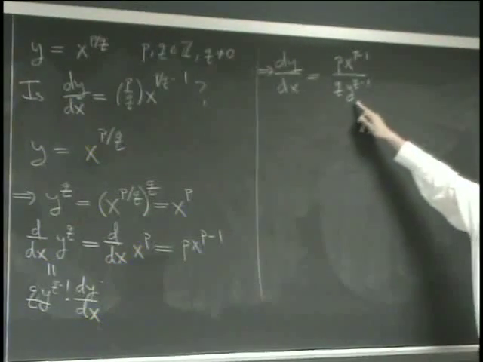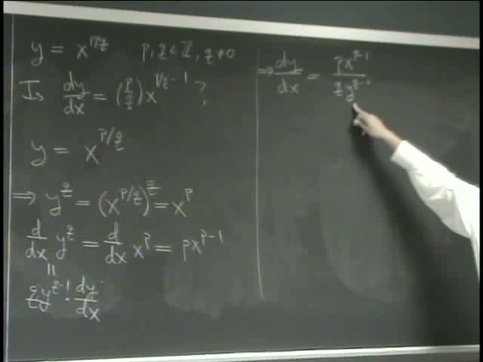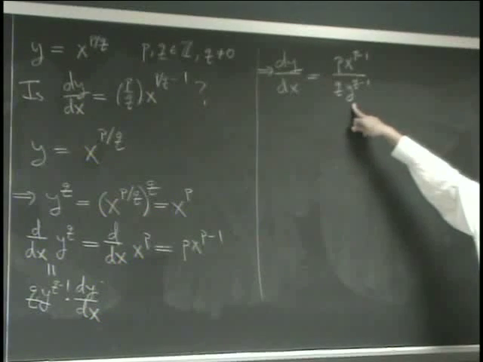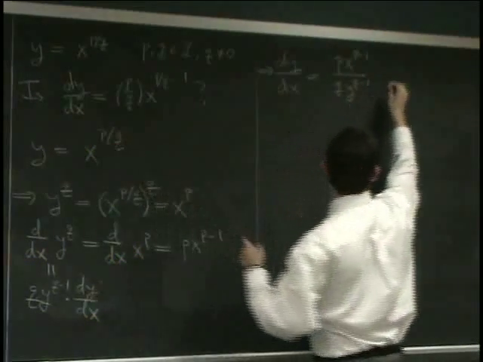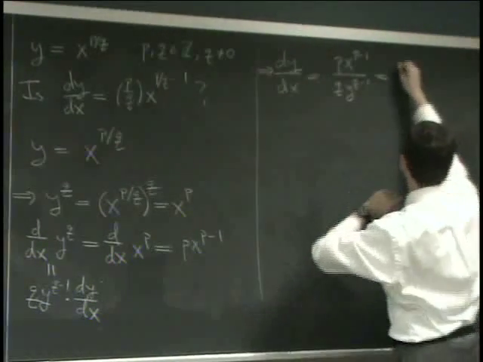Okay, but I don't really want a y in my answer, do I? I'd really like to just get all x's. But I know what y is. y is x to the p over q. So let's see, this p over q, let me pull that out.